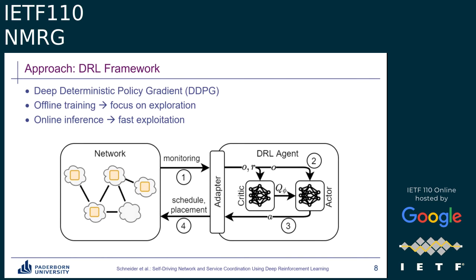Because there are so many iterations during training, we do that upfront offline. And here we focus on exploration to find good actions. And then once the training converges, we switch to online inference. So then we don't need to update our neural network anymore, and it's really fast. And we can do that online. And then we also focus on exploiting the best action rather than on exploration. Next, please.